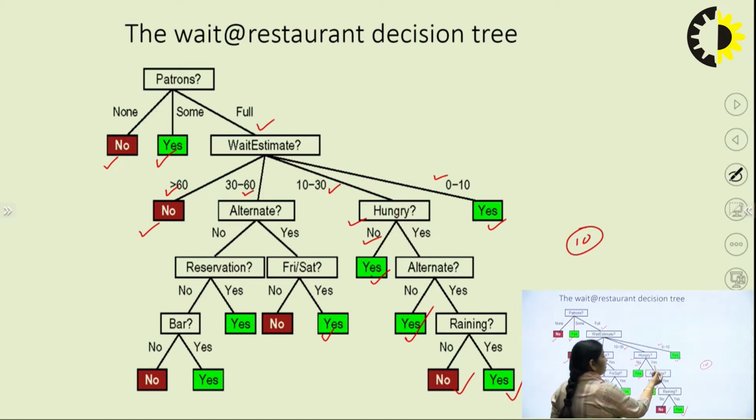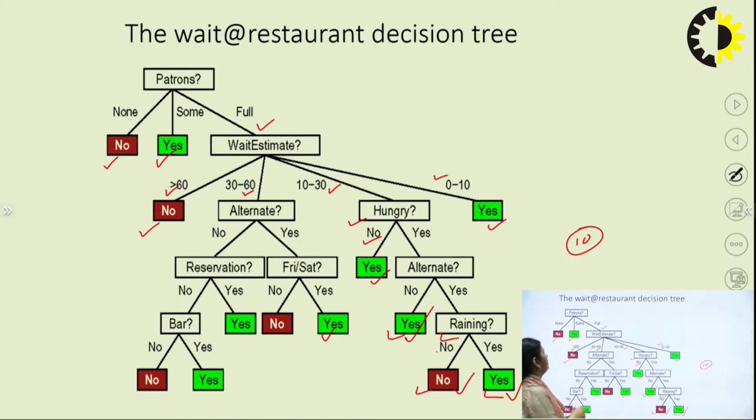If hungry, then we will check immediately whether there is any other possibility. So, what are we checking? Alternate. If there is no alternate, yes, we will wait. If there is an alternate, we check whether it is raining outside. There are two possibilities, yes or no. If it is raining, yes, we will wait. If it is not raining, we will not wait. We can go outside. So these are the possibilities.